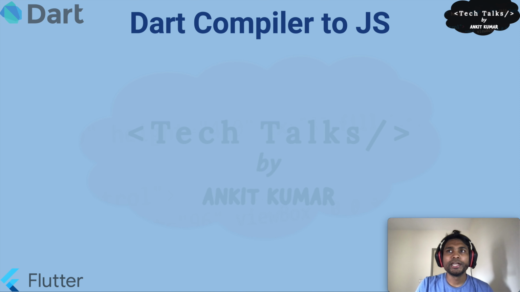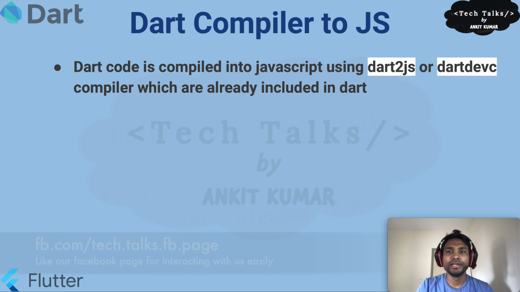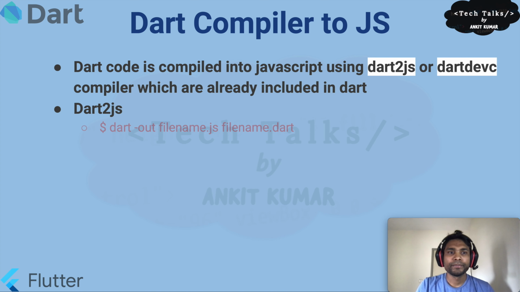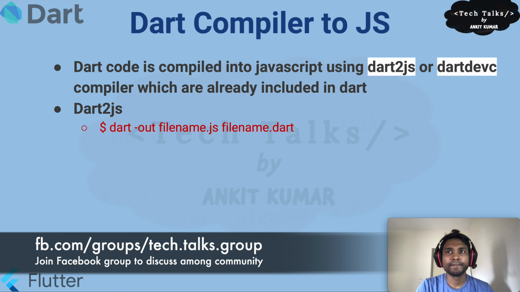Talking about compiling to JavaScript, Dart code is compiled into JavaScript using the dart2js or Dart DevC compiler, which are already included in the Dart SDK. Using dart2js, the user can compile a Dart file by converting it into JavaScript. The command you can see on my screen: you have to type dart2js with the output file name.js and the file name.dart. It will convert the Dart file into a JavaScript file with the file name provided.